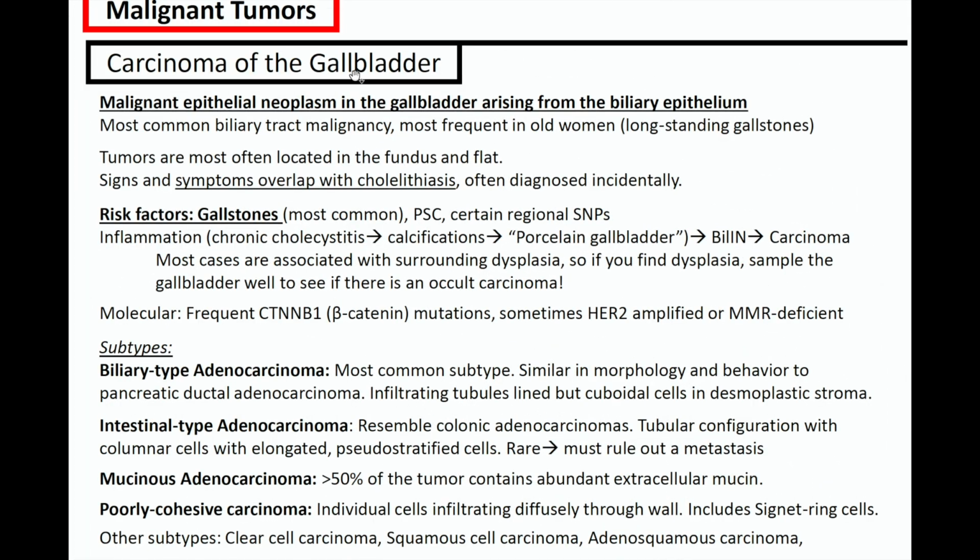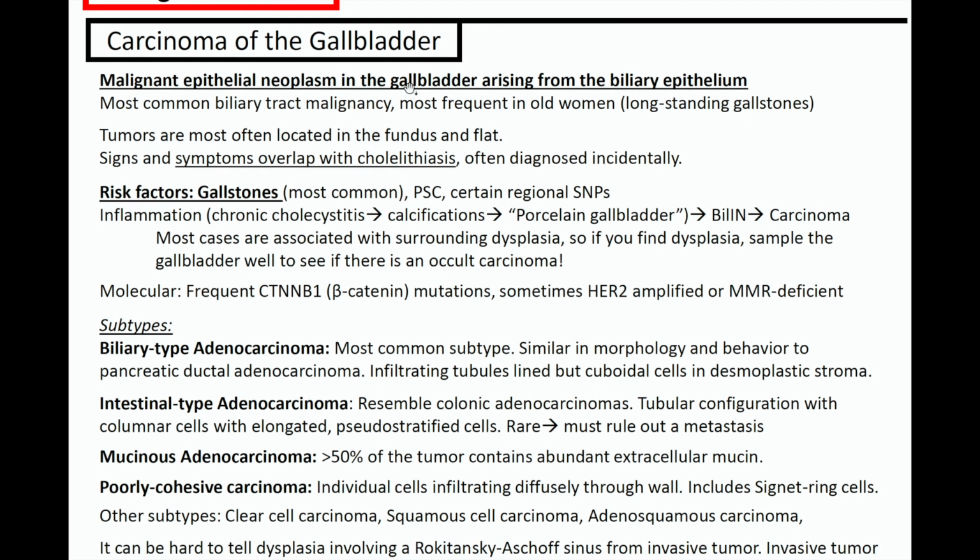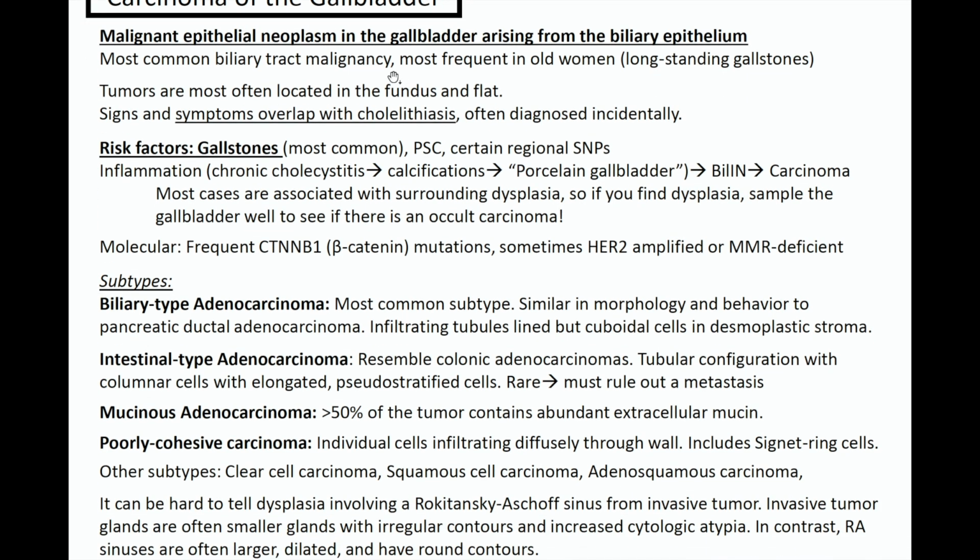Alright, moving on to malignant tumors that can be found in the gallbladder and extrahepatic bile duct. So of course you can have carcinoma of the gallbladder, and this is a malignant epithelial neoplasm in the gallbladder arising from the biliary epithelium. It's the most common biliary tract malignancy, most frequently occurs in older women with long-standing gallstones, and the tumors are most often located in the fundus and flat, and signs and symptoms overlap with cholelithiasis, so it's often diagnosed incidentally.